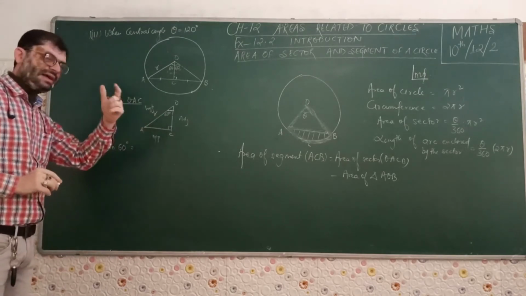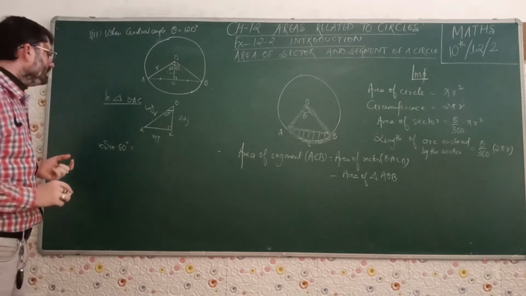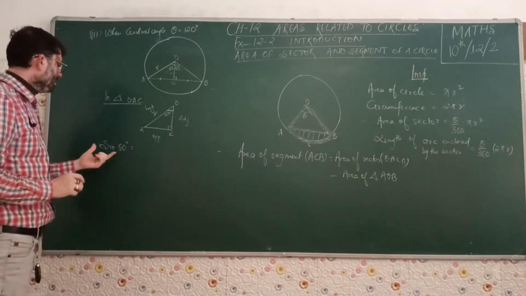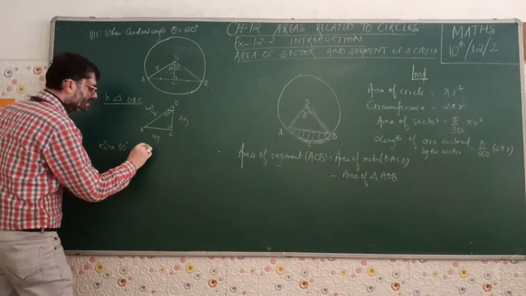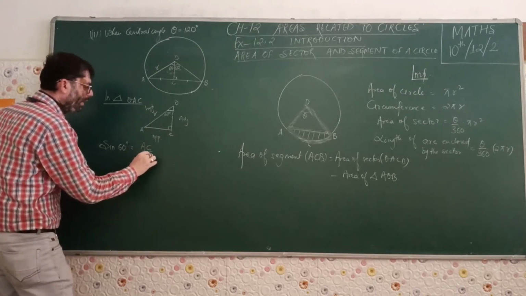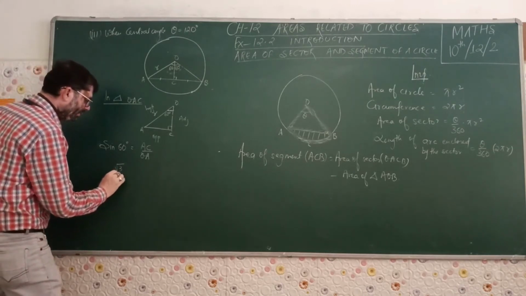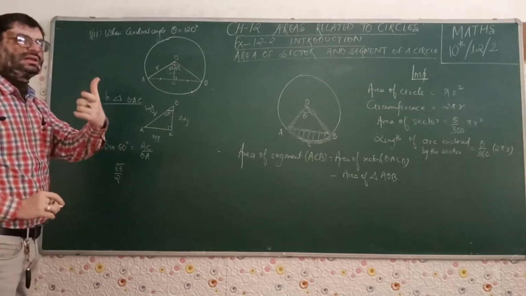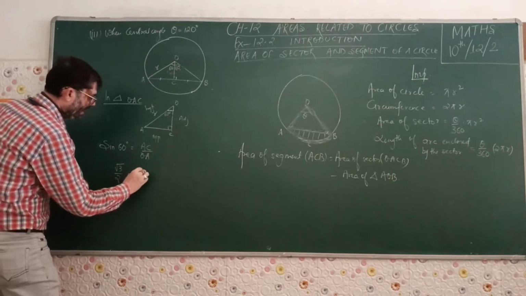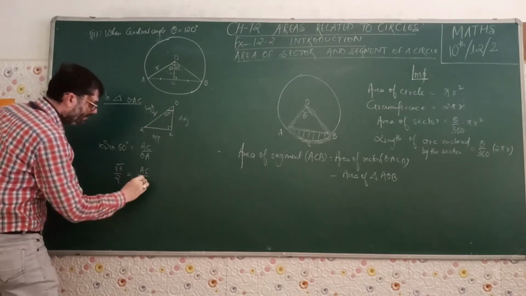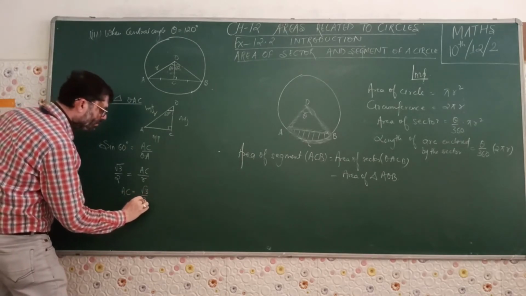Sine theta is opposite by hypotenuse. This we have learned in chapter 8 in our previous sessions. So sine 60 degree is opposite by hypotenuse. So we can write AC by OA. And the value of sine 60 degree is root 3 by 2. This also we have studied in chapter 8 trigonometry. So root 3 by 2 is AC by OA, and OA we have R. So we can write AC is equal to root 3 by 2 R.